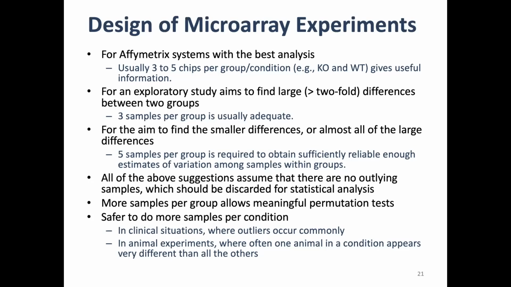All these suggestions are based on the assumption that there are no outlying samples, right? And if you are going with a permutation test, then you need more samples per group. It's always safer to add 1 or 2 more samples, especially in clinical situations where outliers occur commonly. In animal experiments, often one animal in a condition appears very different from all the others.